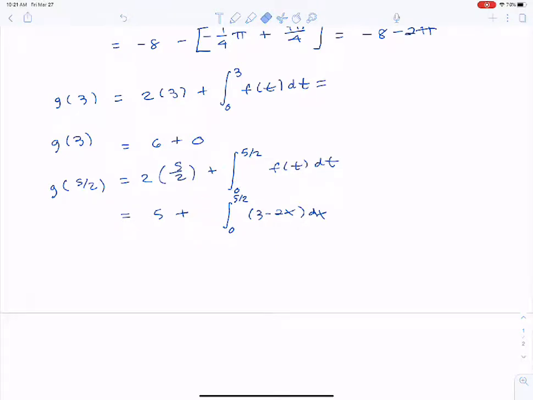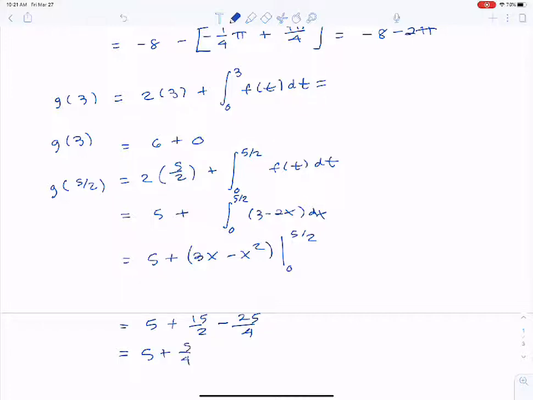Okay, and so in this case, I get 5 plus, so this becomes 3x minus x squared, evaluated from 0 to 5 halves, which is going to be 5 plus 15 halves minus 25 fourths minus 0. So this whole thing comes out to 5 plus 5 fourths. Okay? So at this point, let's just sum up what we've got here.